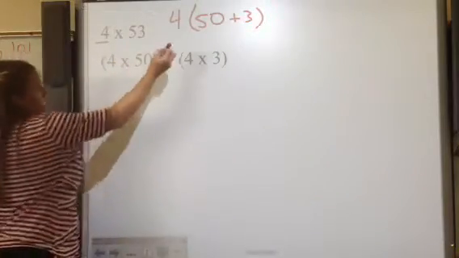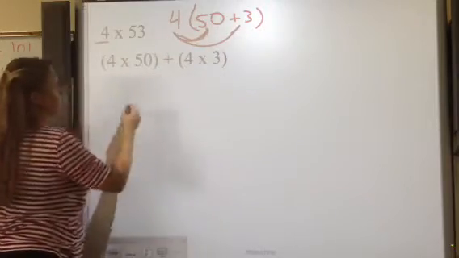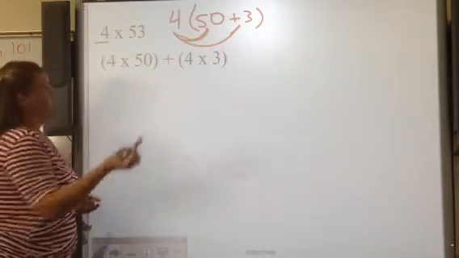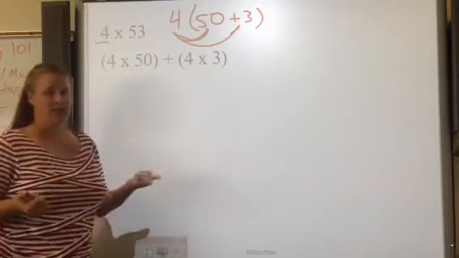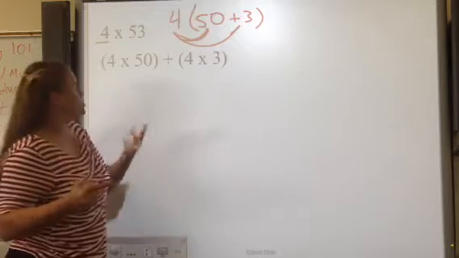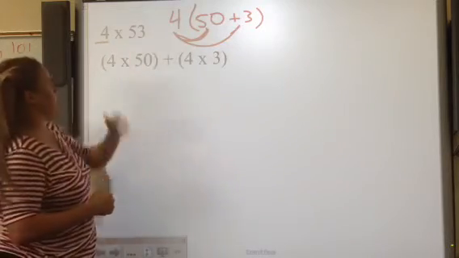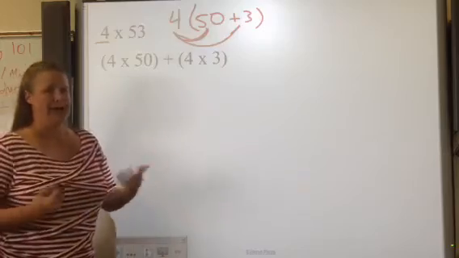And that's what this looks like. We multiply 4 times 50, we multiply 4 times 3, and that's something we can do in our head. 4 times 50 is 200, 4 times 3 is 12, 200 plus 12 is 212. So that's a way you can use distributive property to help you work on some mental math problems or real life problems.